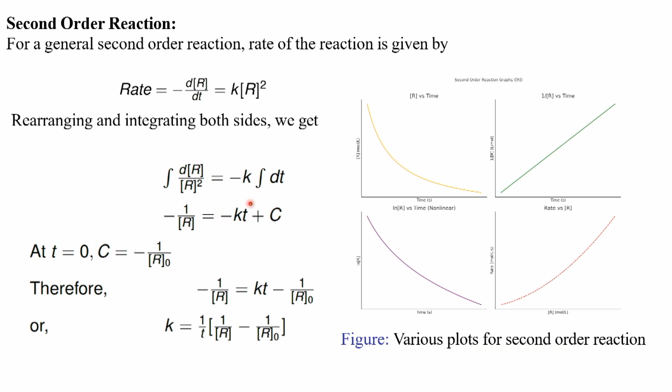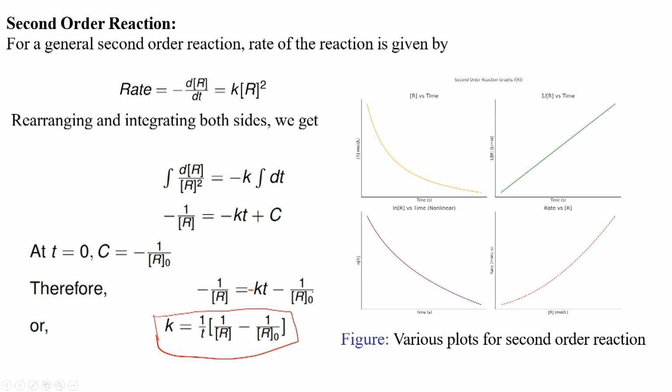Again we get the value of c when t goes to 0. So if we consider t goes to 0, the concentration of r becomes concentration of r naught. R naught is the initial concentration of the reactant. So now if we substitute the value of c into this expression, we get minus 1 by r is kt minus 1 by r naught. Okay. So basically what we get here is t. So we get the value of t is 1 by r minus 1 by r naught. So there will be a minus sign here that is missing. So anyway, this is the value of the rate constant.